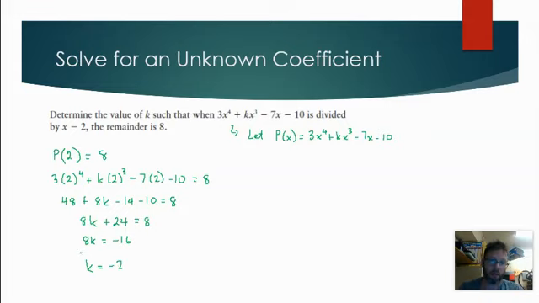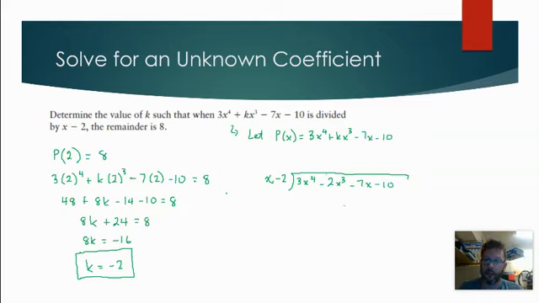The value of our cubic coefficient is negative 2. This is also a question where you could check your answer by doing the long division, x minus 2 into 3x to the power 4 minus 2x cubed minus 7x minus 10. And if you did that long division, we would expect a remainder of 8 at the end of it. So I think we've done enough long divisions, but feel free to check if you'd like.